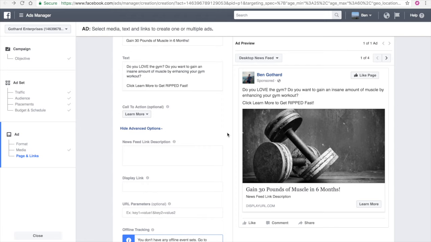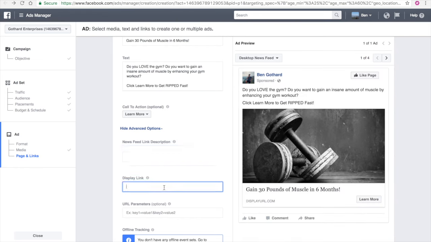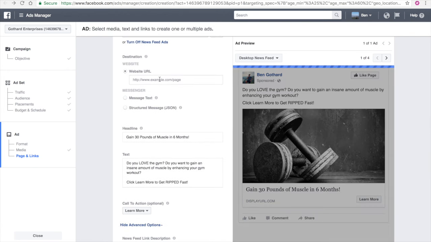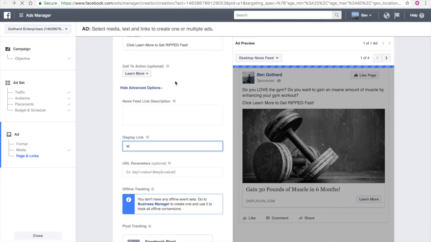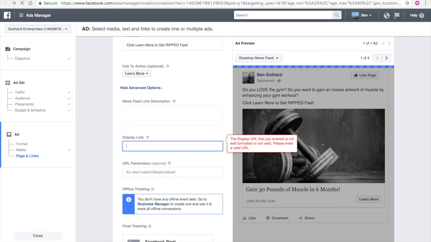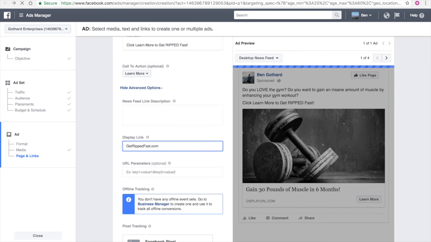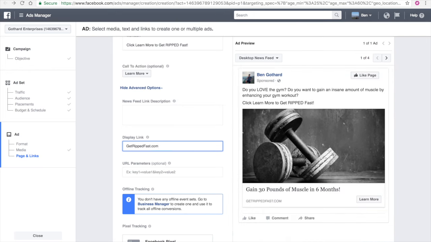And then the newsfeed link description, I actually like to keep this blank, and all you have to do is press space, and it'll make it go away. And then if you head on down to display URL, again, that would be the same website that you put up here, the same title. We'll keep it consistent. So, let's keep the W's out. Let's say getrippedfast.com. And so now people know exactly where they're going.